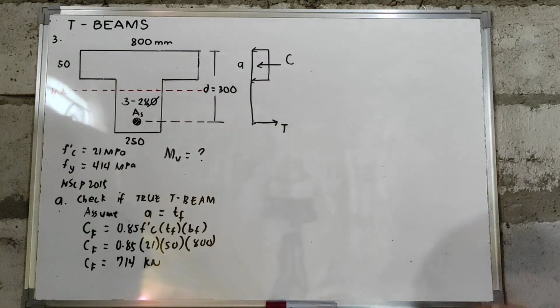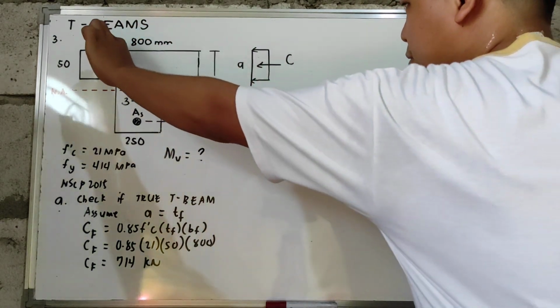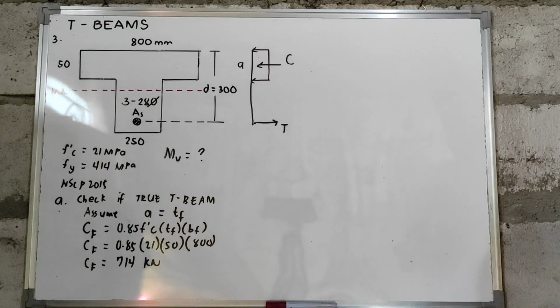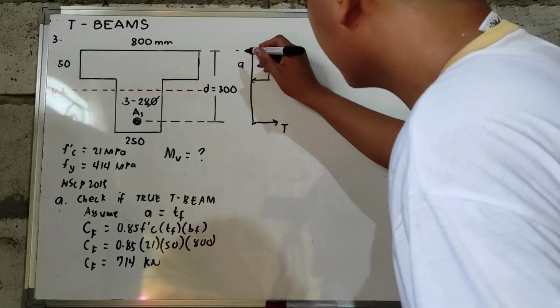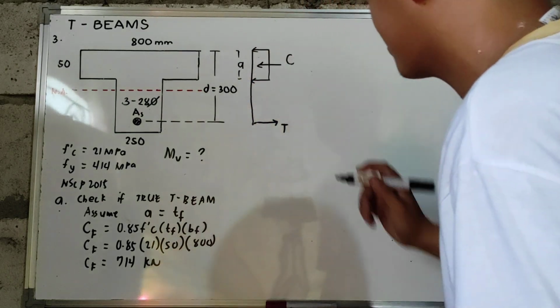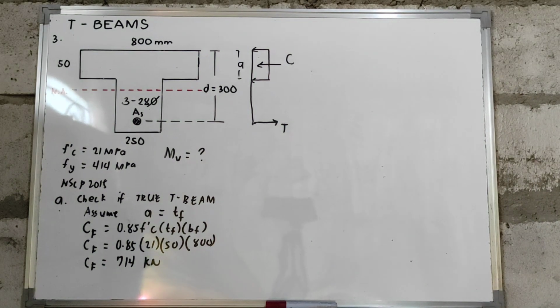So, what will happen is, our compressive force is this whole thing. With that, we assume that the thickness of our flange is the height of our compression block. We have now obtained our compressive force in the flange. Let's find the tension, or the tensile force.